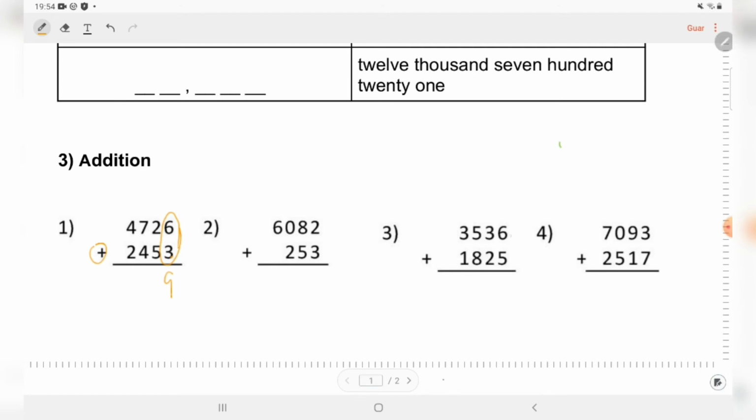For example, here 6 plus 5 equals 11. Now what should we do? Should we write like this? No, so we have to carry this number 1 on the top of the next place, that is the 10's place. So now we can continue with addition. 3 plus 1 equals 4, plus 2 equals 6. Okay, and this is how to do additions with carrying and without carrying.